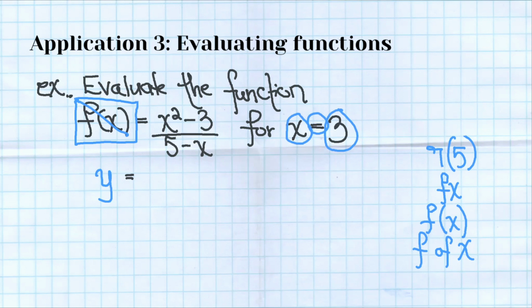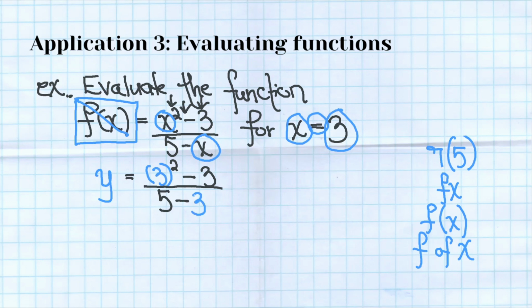So I see an X here in my fraction, and I will replace it with the 3. And now I still have my square, my minus, my 3. Okay, and then I'll keep my fraction bar, and then on the bottom of my fraction, I have the 5 and the minus, and again, there's an X. See it? I know an equivalent value, 3, and there it is.